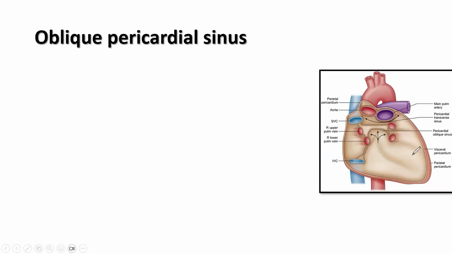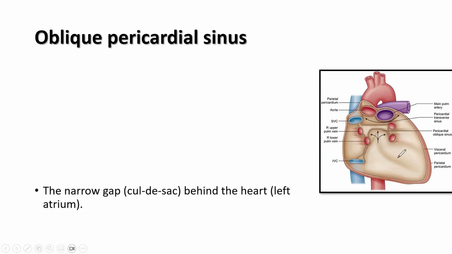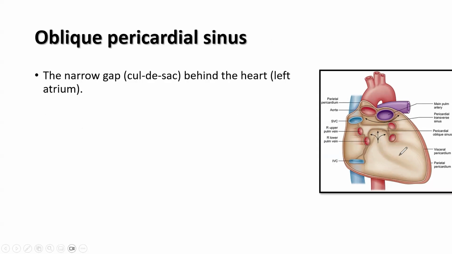One more sinus is present here. It is called oblique pericardial sinus. Here is the oblique pericardial sinus. It is a narrow gap and it is called a cul-de-sac behind the heart, especially the left atrium. So behind the left atrium, a narrow gap is present. This is called oblique pericardial sinus.